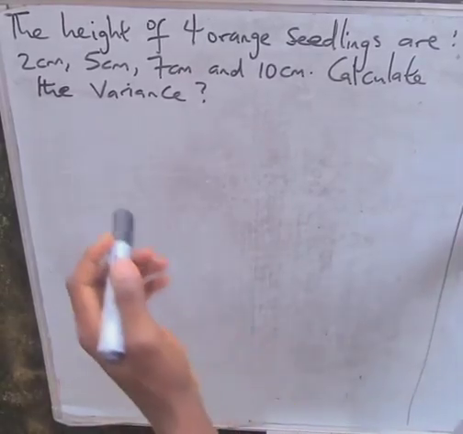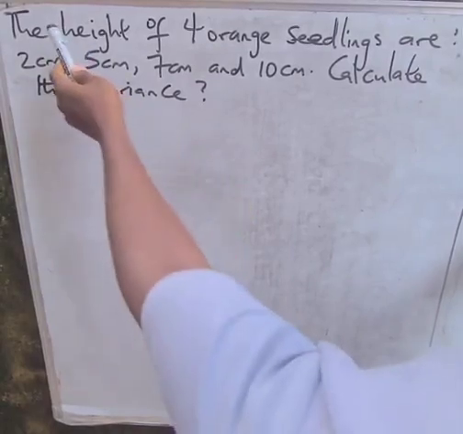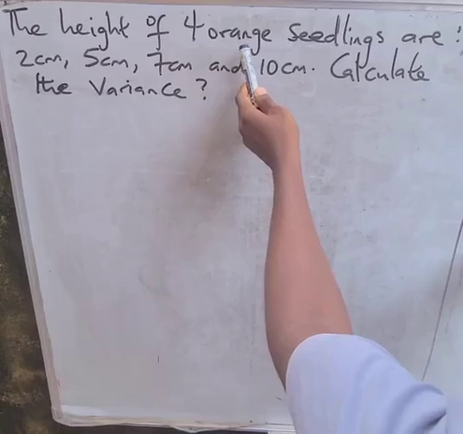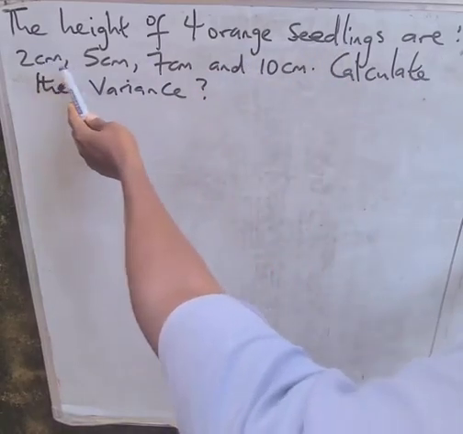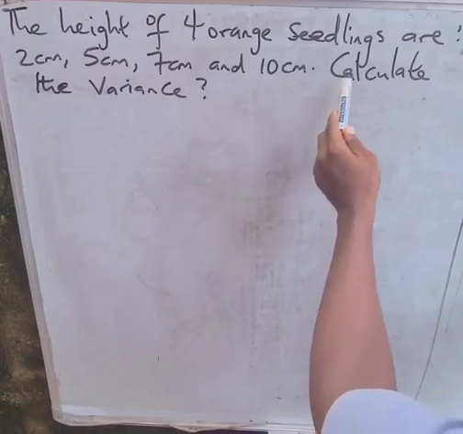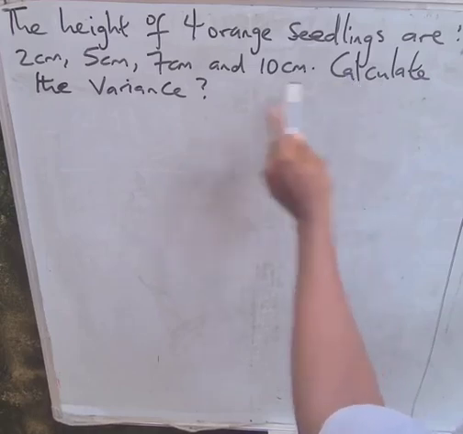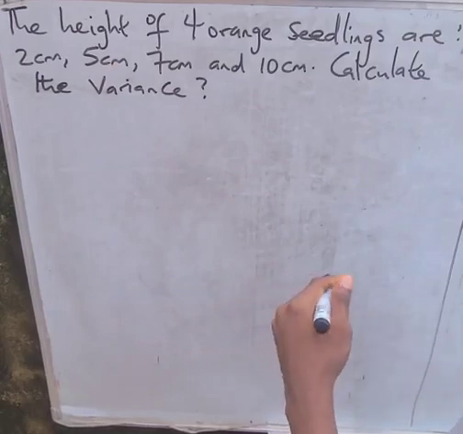All right, let's solve this together. Look at this question on the board. We're given that the heights of 4 orange seedlings are 2 cm, 5 cm, 7 cm, and 10 cm. Now, you are asked to calculate the variance.